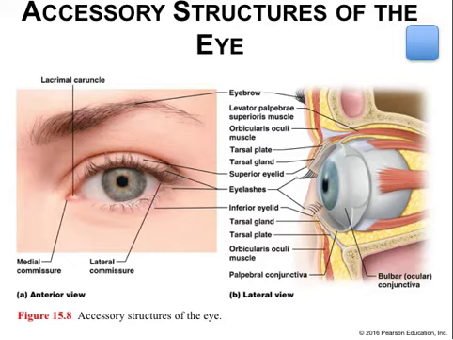The orbicularis oculi muscle closes the eyelids, while the levator palpebrae superioris elevates the upper eyelid. And you can see also the muscles that move the eyeball: superior oblique and superior rectus, the lateral and inferior rectus and inferior oblique, and not visible in this figure, the medial rectus.